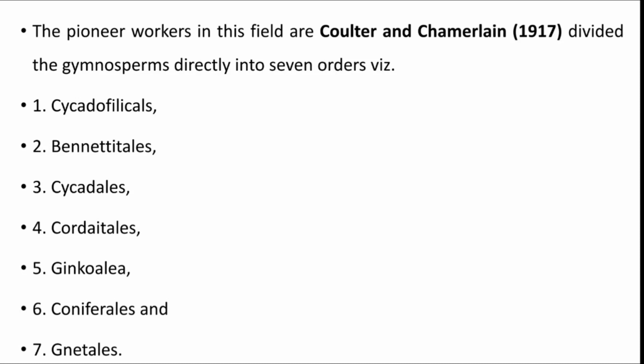Then the pioneer workers in this field, Coulter and Chamberlain, divided the gymnosperms into 7 orders. One is Cycadofilicales, second is Bennettitales, third is Cycadales, fourth is Cordaitales, fifth is Ginkgoales, sixth is Coniferales, and the seventh is Gnetales.